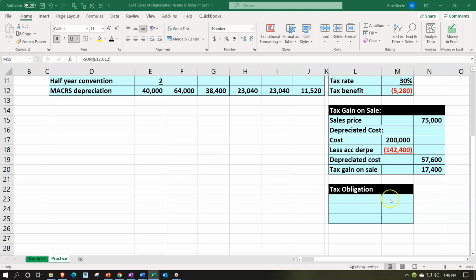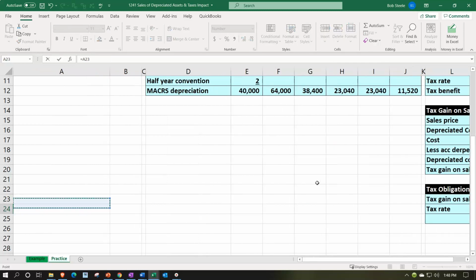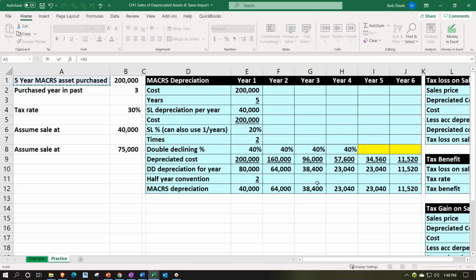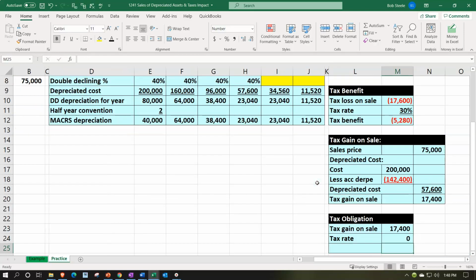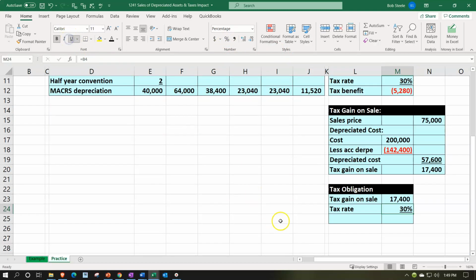So now we're going to say that we have this tax gain on the sale, which was 17.4, and we'll multiply that times the tax rate. Again, it could be more complicated depending on what the rate is and whatnot. But the general idea is we have the tax impact of the gain that we're going to have to deal with. And that's going to be our tax burden. So this is going to be the 17.4 times the 30. And there's our 5,220. We have to take that into consideration.